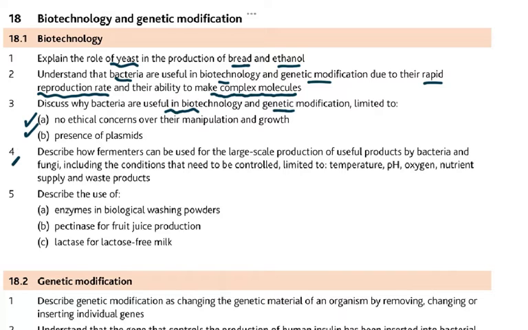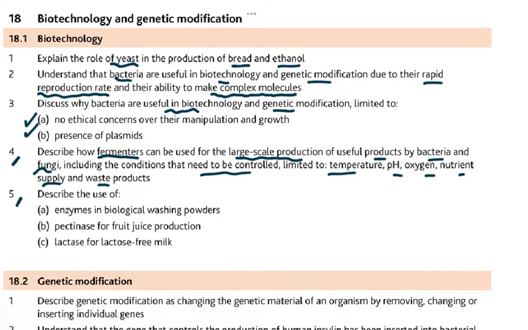Then we talk about how we culture bacteria. So we use fermenters. These are used for the large-scale production of useful products by bacteria and fungi, including the conditions that need to be controlled, limited to temperature, pH, oxygen, nutrient supply, and waste products. So we'll talk about fermenters, these huge tanks where we grow bacteria, and we can grow fungi, like the fungus penicillium, which produces the antibiotic penicillin for us.